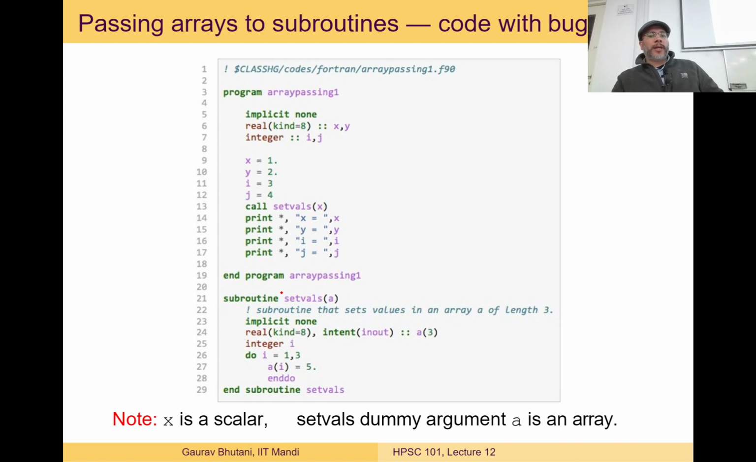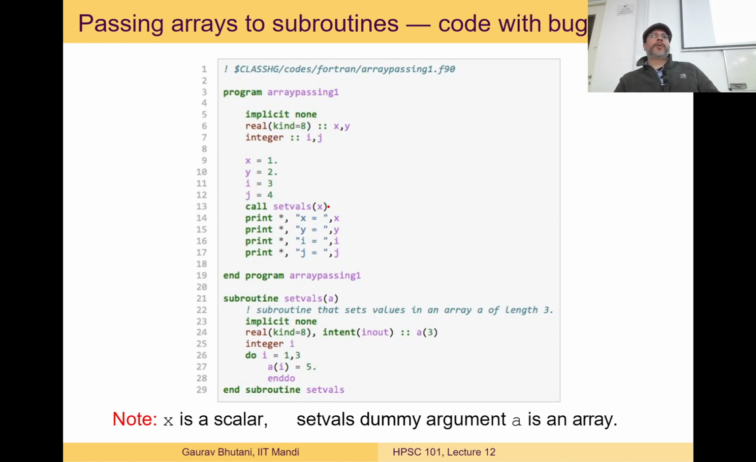Set vals takes an argument a. Now a is of type intent in out, so it is modified in the subroutine as well. It is actually an array of size 3. Inside the subroutine, all the elements of a from 1 to 3 are set to a value of 5.0. And when we call the subroutine outside, we are calling it on an x which is simply just one real number.